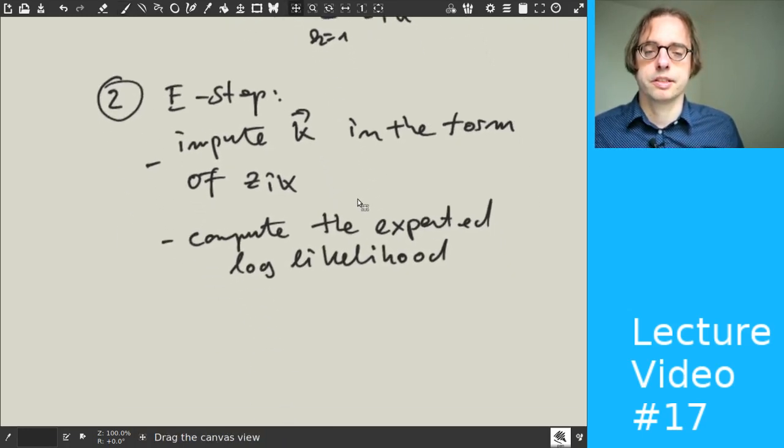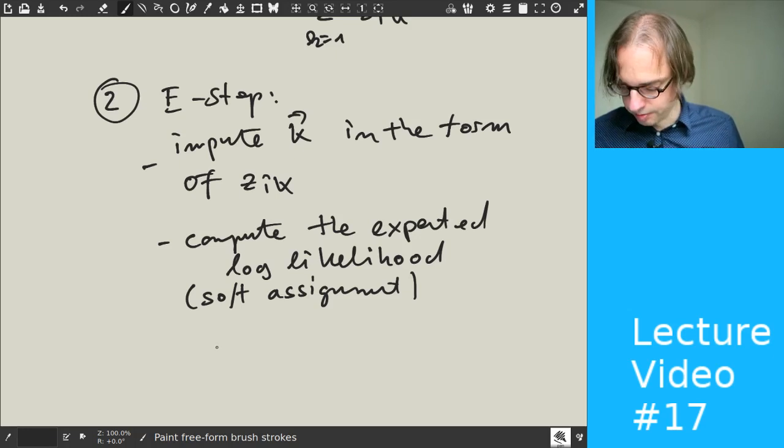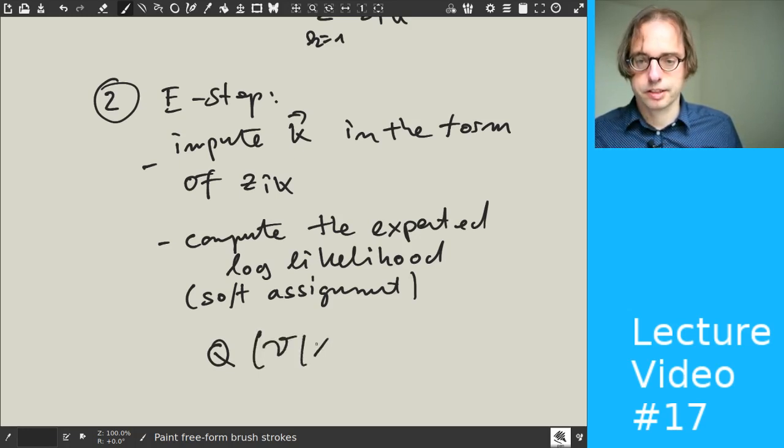That's interesting, because the complete data likelihood assumes that we actually know what k is, so it's either in class 3 or in class 2 or in class 1. But if we don't know and we have just a soft assignment, because of the soft assignment, we compute the following function. It is usually called Q, and Q is the likelihood function, but it's the expected log likelihood function.